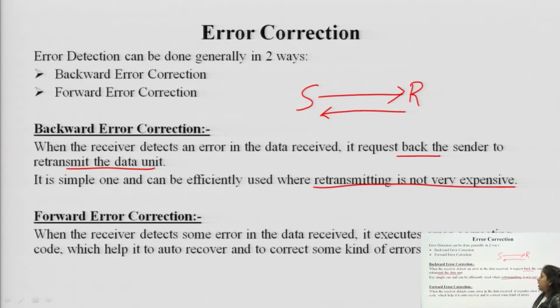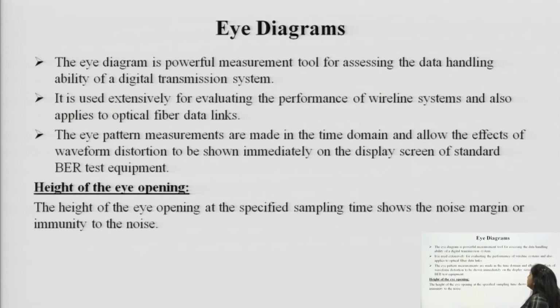Next comes forward error correction. When the receiver detects some error in the received data, it executes some error correcting code which helps it to auto recover and correct some kinds of errors. Then it is called forward error correction. In forward error correction, the receiver does not ask the sender to resend the data. The receiver itself goes through some error correction technique to correct the errors.